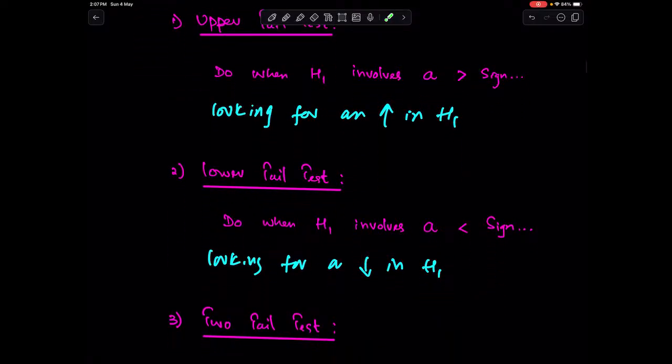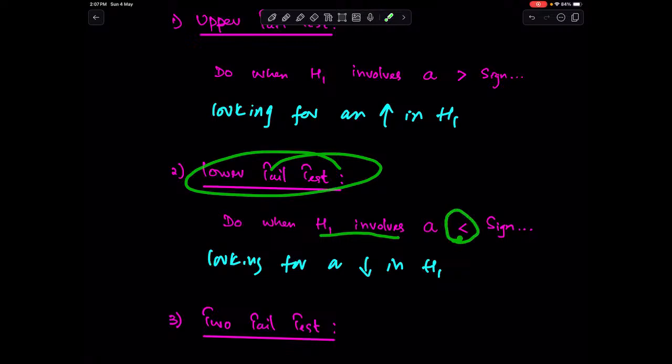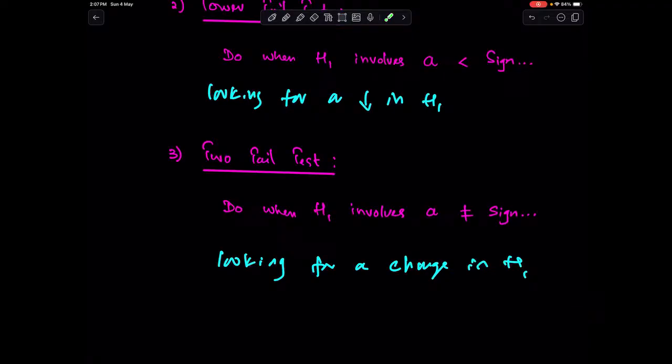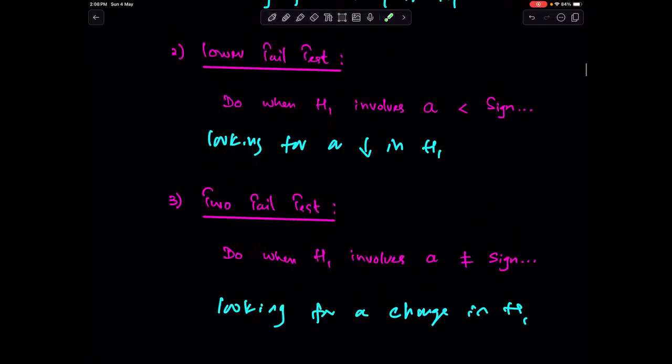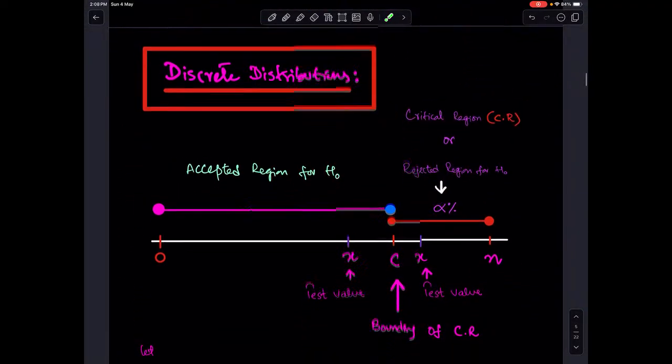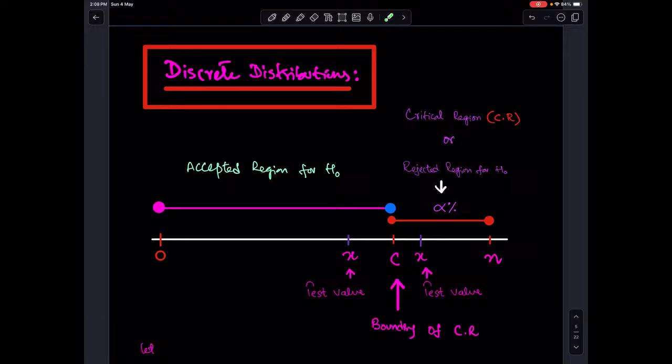Lower tail test. We do this test when H1 involves a lesser sign, when we are looking for a decrease in H1. Two tail test. We do this test when H1 involves a not equal sign, meaning when we are looking for a change in H1. This is for discrete distributions, and discrete distributions means binomial and Poisson.